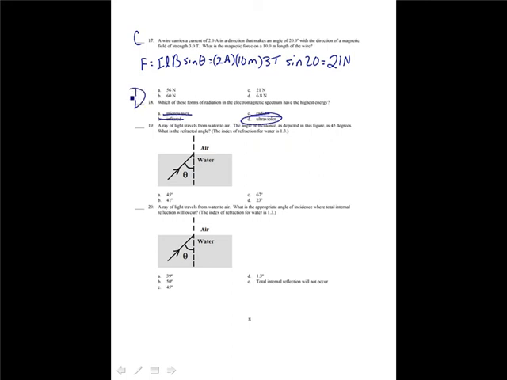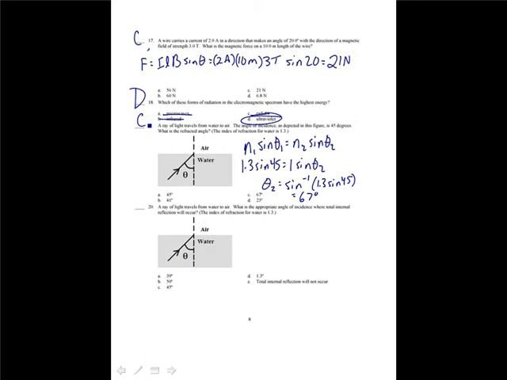A ray of light travels from water to air. The angle of incidence is 45 degrees. What is the refracted angle? You say n1 sine theta 1 is equal to n2 sine theta 2. n1 is 1.3, so 1.3 sine of 45 is equal to 1 sine of theta 2. You solve this for theta 2. It's the inverse sine of 1.3 sine of 45. And that gives you your answer for number 19: 67 degrees. That's C.